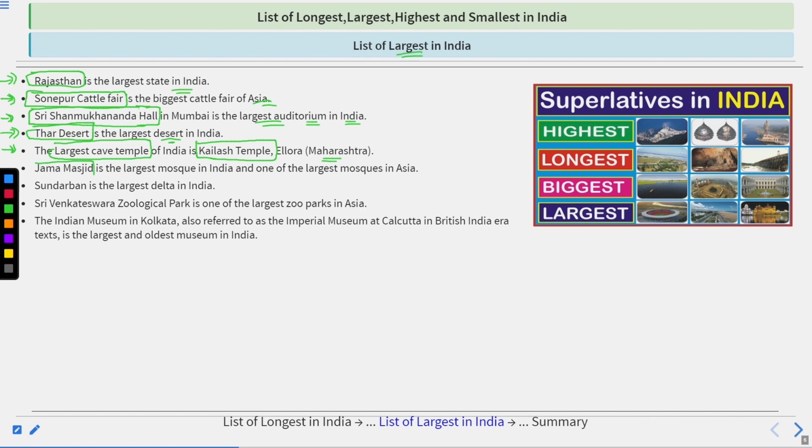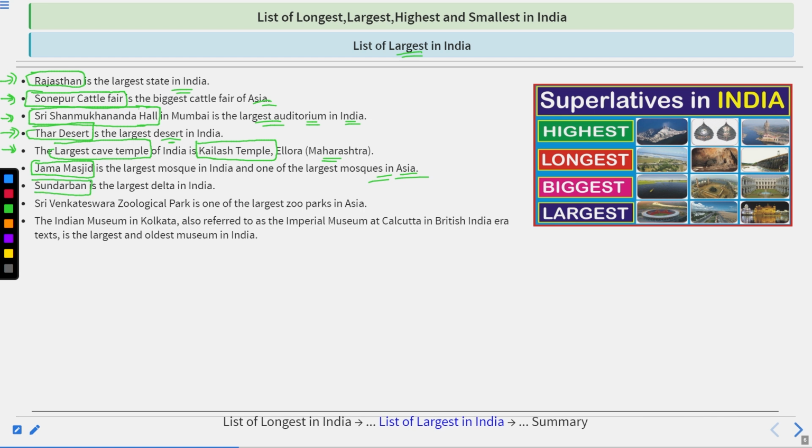Jama Masjid, which was built by Shah Jahan, who was a Mughal emperor. It is the largest mosque in India and also one of the largest mosques in Asia.